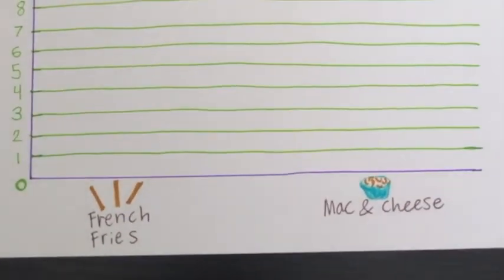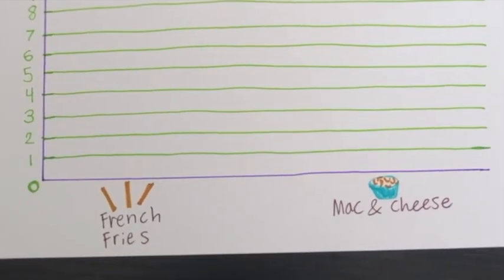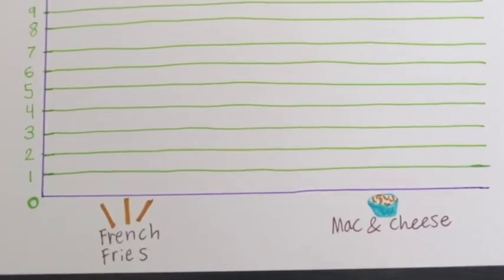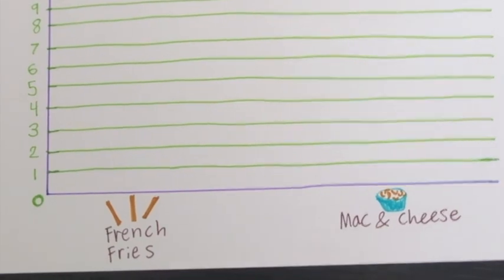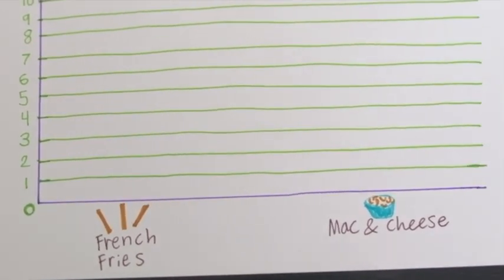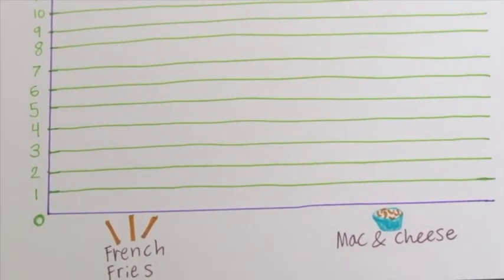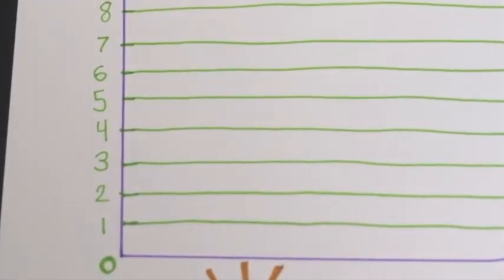So we have our 2 choices. We have french fries and mac and cheese on the bottom. We're going to plot our data on our bar graph to show the favorites in our classroom. How many people liked french fries more and how many people liked mac and cheese the best. On the side here, this shows the number of votes for each food. So 1, 2, 3, 4, 5, 6, 7, 8, 9, 10, 11, 12, 13, 14. It goes all the way up to 14.